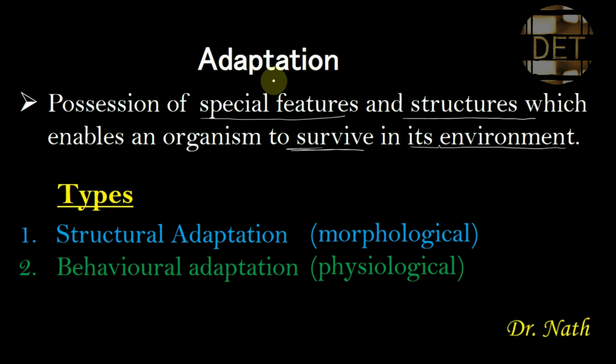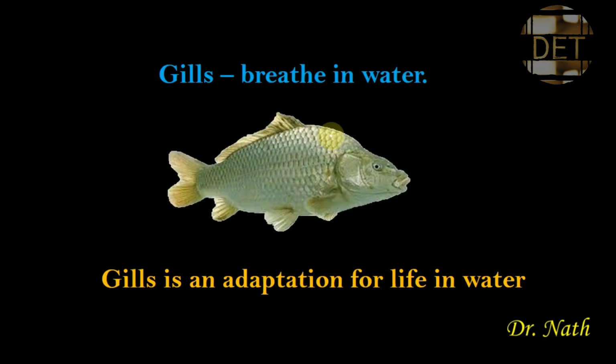For instance, in this fish, the gills enable the fish to breathe in water. So we can consider the gill as an adaptation for life in water. Without the gills, the fish cannot breathe in water, and so it cannot survive in water. So gills is an adaptation for life in water in a fish.